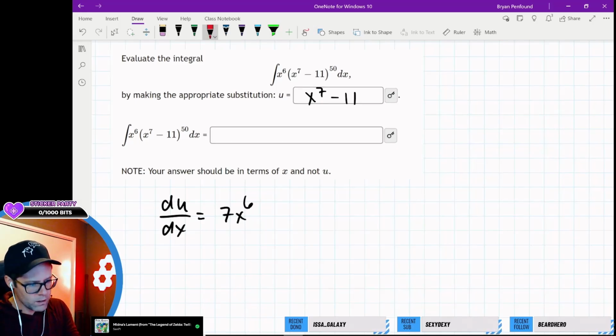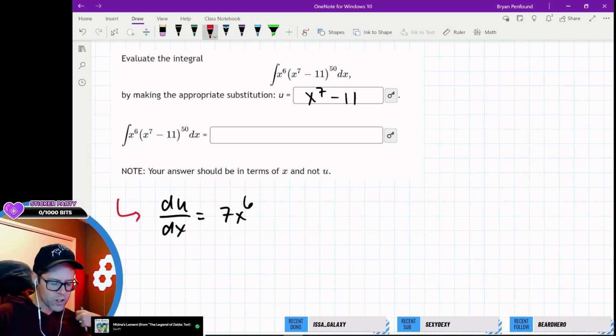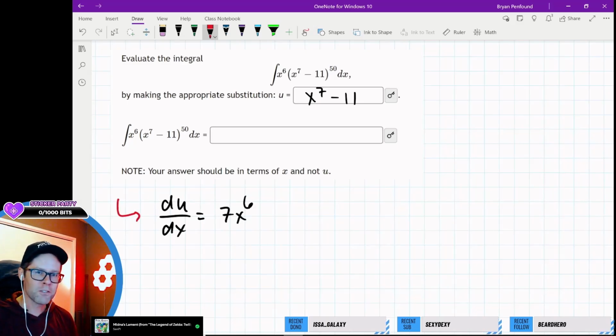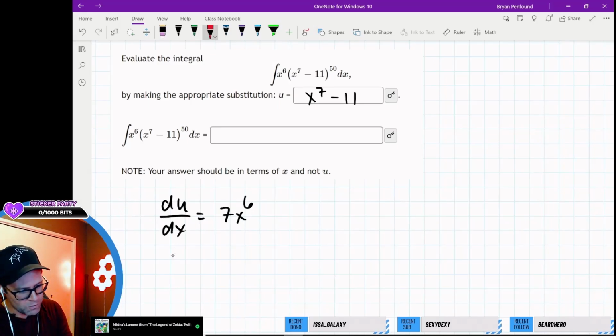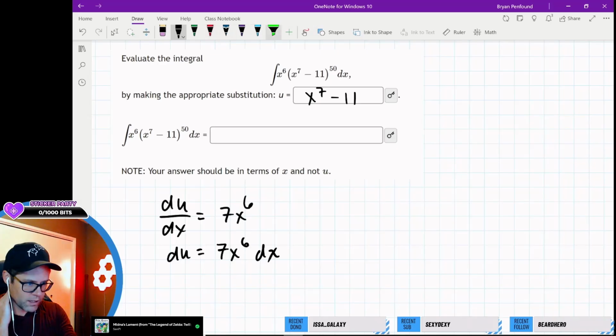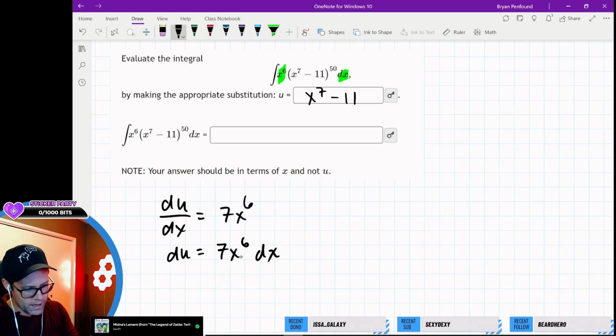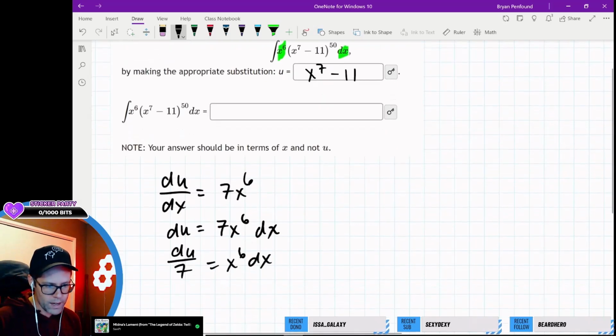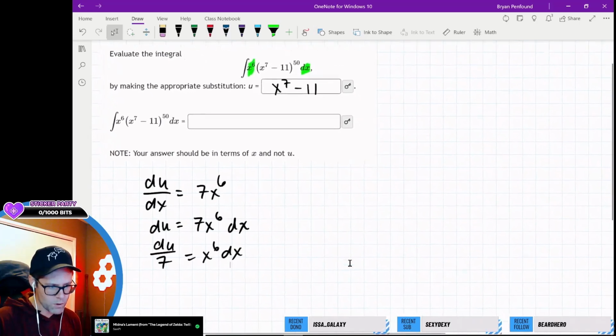And I'm going to do a little naughty thing here. I'm going to take this fraction of differentials and break it up. So I'm going to say, what if du was equivalent to 7x to the 6 dx? Well, if that was the case, then I could replace the x to the 6 and the dx with du over 7. So that's the strategy that I'm going to use to get through this particular substitution.